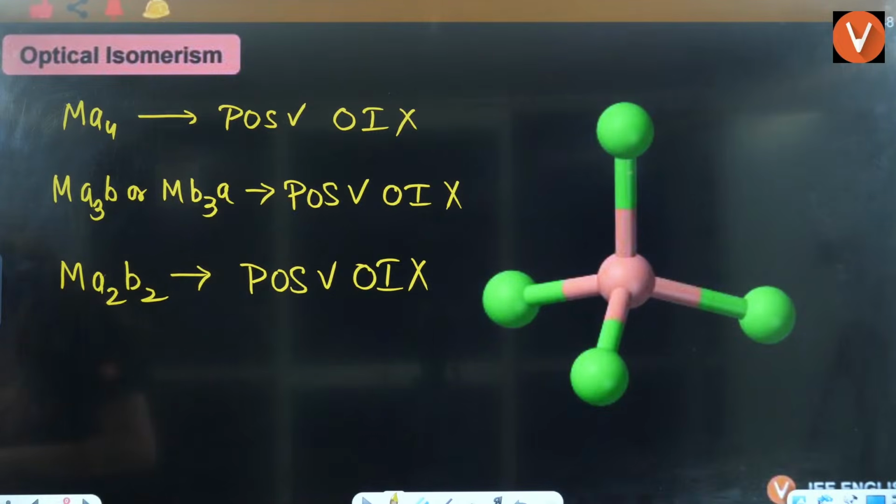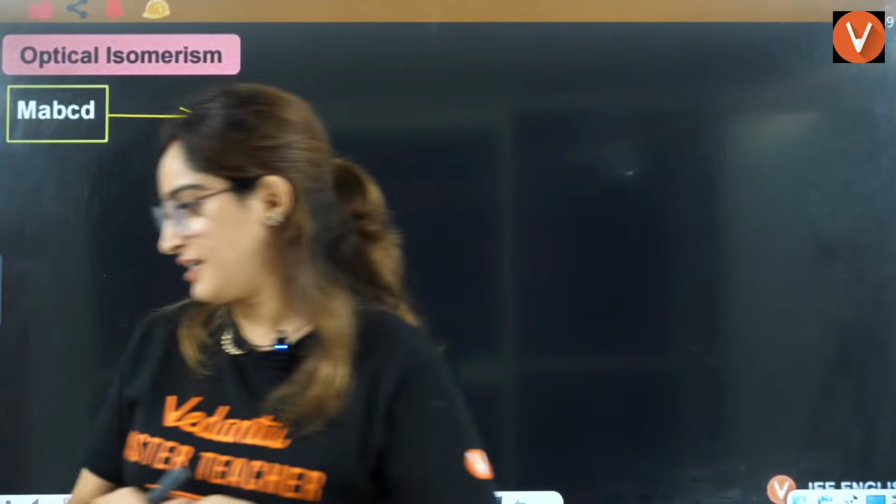Next is you have A2B2, AB2. Achha, before AB2, I want to teach you ABCD. Yes, this one is interesting, and actually simple also. All of them are different. Now tell me whether POS is present or not.